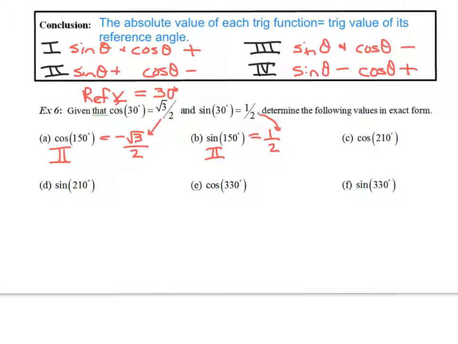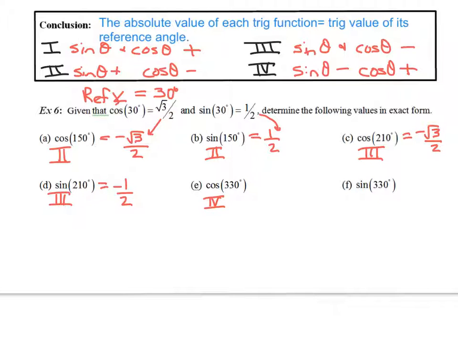Let's go to 210 degrees. That's in quadrant number 3. So in quadrant number 3, I know that I have to get back to 180 degrees, so my reference angle is still 30. So my answer for cosine of 210 will also have a radical 3 over 2, but in quadrant number 3, I know that cosine is negative. Sine in quadrant number 3 is also negative, so I'm going to take the negative of the sine answer, negative 1/2.